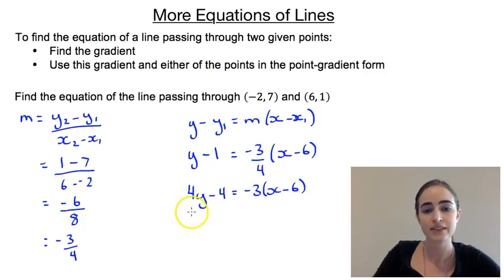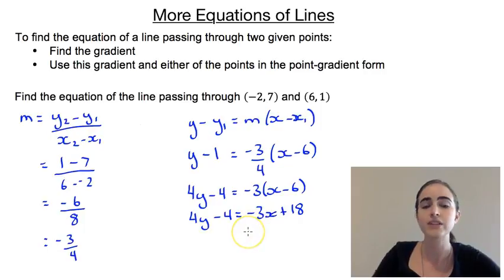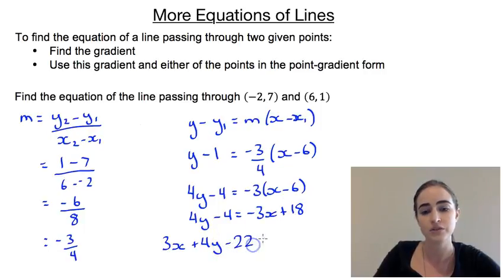Now I'm going to expand out this side. So 4y minus 4 is equal to minus 3x plus 18. And then we need to move everything to one side of the equal sign. Because we want our x term to be positive, we're going to move all of this over to the left-hand side this time. So we'll add 3x on. So we'll have 3x plus 4y. And then we're going to subtract 18. So minus 4 minus 18 would give us minus 22 is equal to 0. So that's the equation of the line passing through those 2 points.